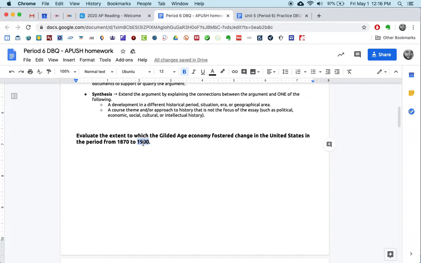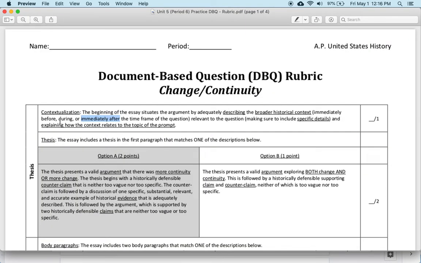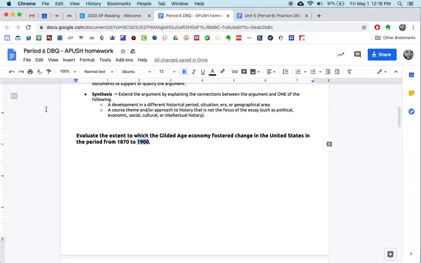I could start by saying, hey, the Progressive Era was a massive movement among political elites in particular that tried to address the problems of the Gilded Age, which is the topic of this essay. Right? I could also talk about things that happened between 1870 and 1900 that don't have to do with the economy.